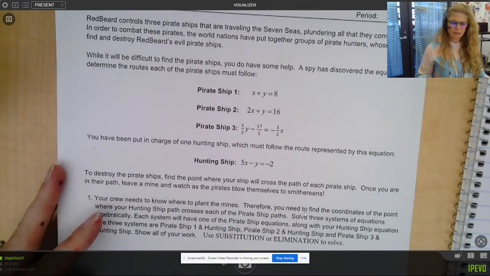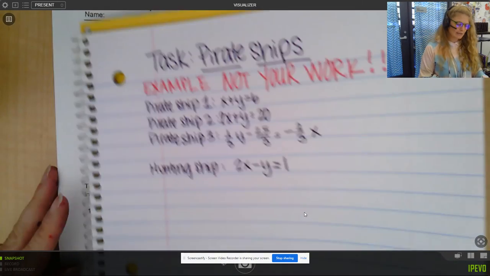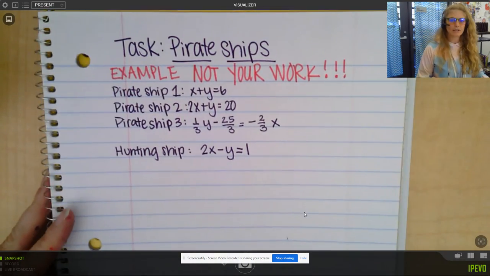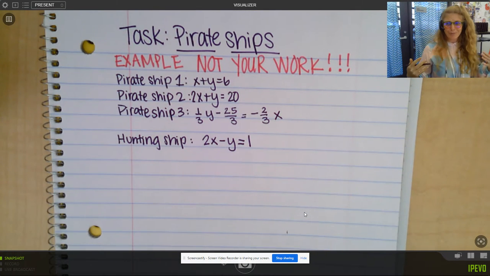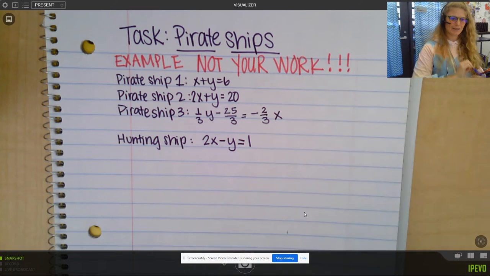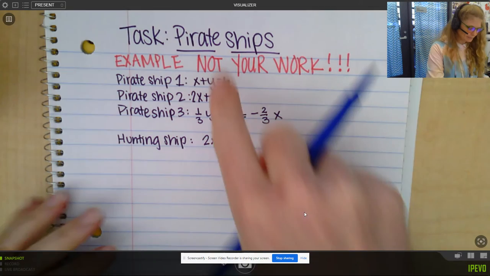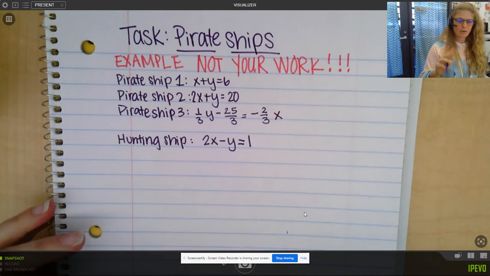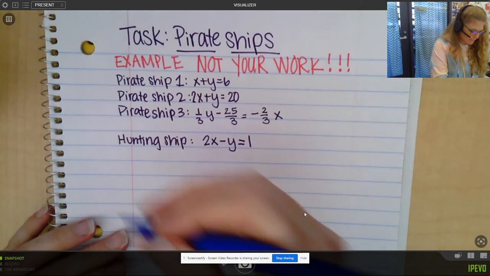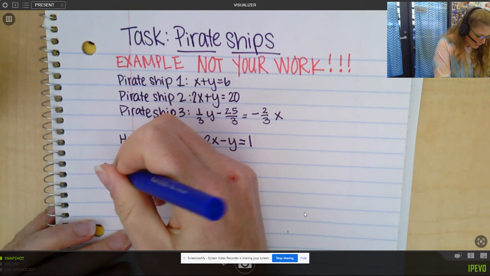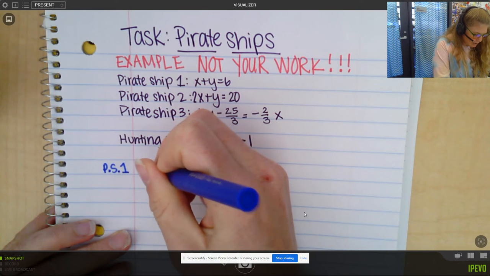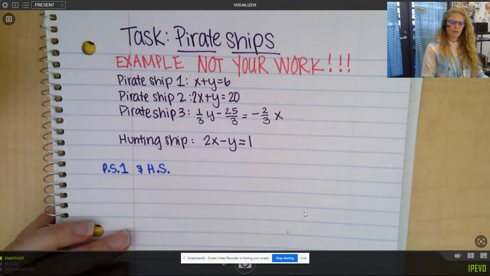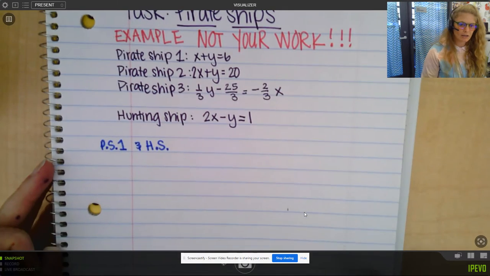So that might be a little confusing. So here's an example with different equations. Notice this is not the problem that you're working with because I'm not doing the problem for you. So taking a look at our example, we're going to create three systems. So our first system is going to be pirate ship one and the hunting ship. I'm going to use PS1 for pirate ship one and HS for hunting ship.